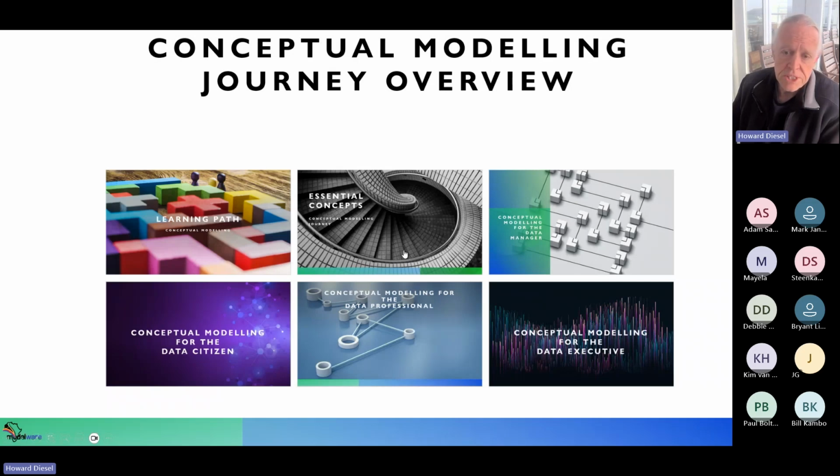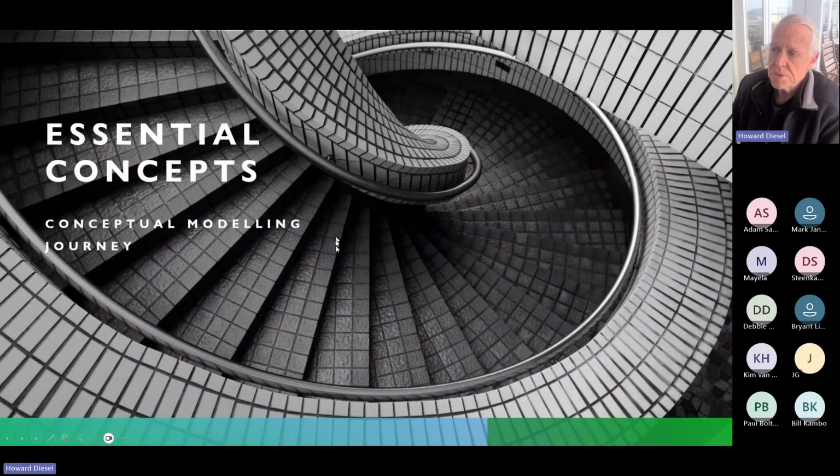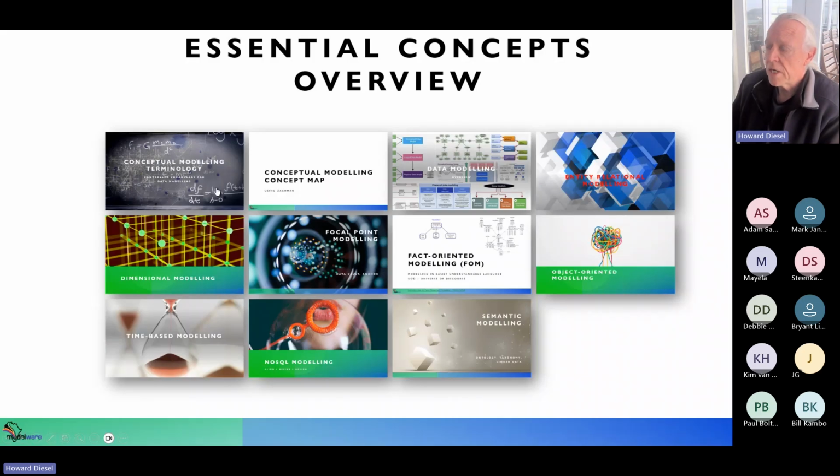All right, so essential concepts, sorry, in terms of conceptual modeling. There's quite a lot to it, and I will be getting into these different forms: entity, dimensional modeling, focal point modeling, fact-oriented modeling, object-oriented modeling, time-based NoSQL modeling, and semantic modeling. I'll be getting into that with a professional. So we'll just be doing these three today, and then we'll talk about all the different schemas at a later stage.